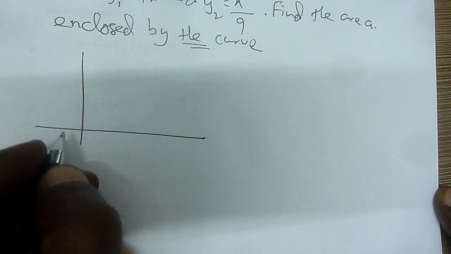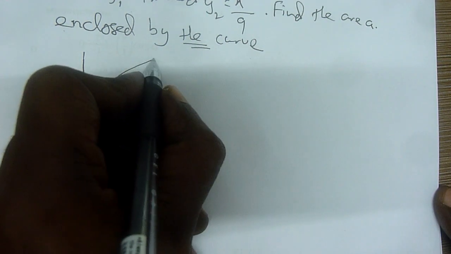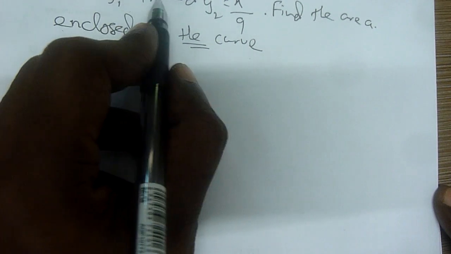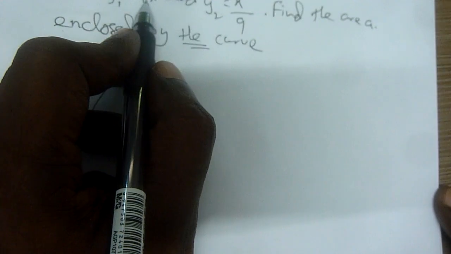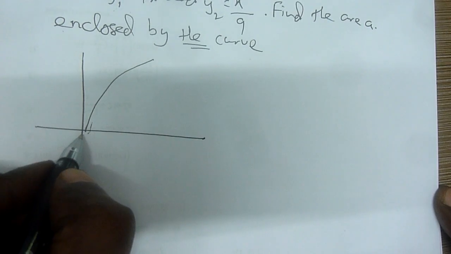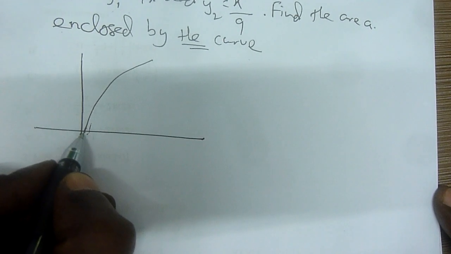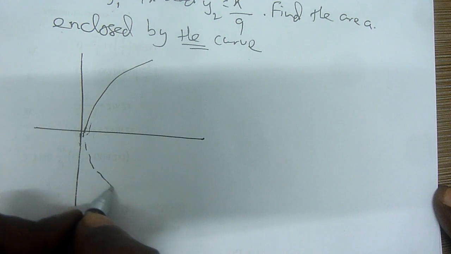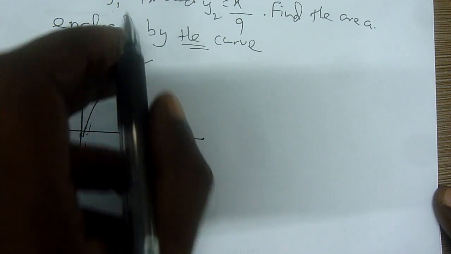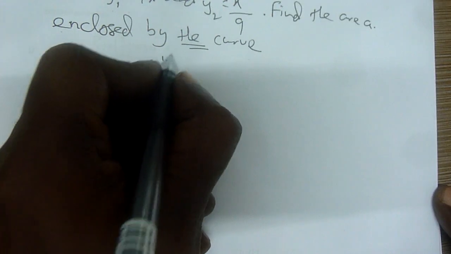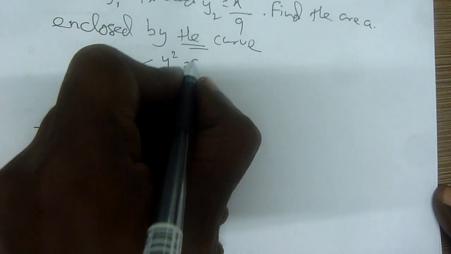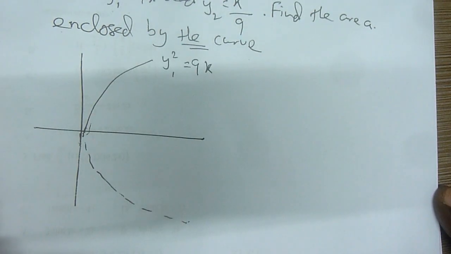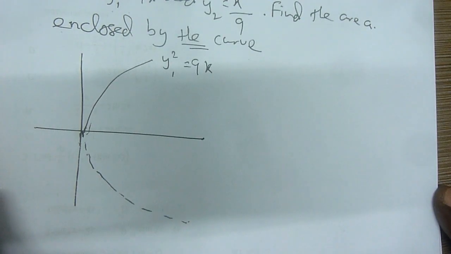Okay, just sketch first. When we sketch, how do we sketch this? This is the y, and actually you can see this is coming like that. What is that? This one is y² = 9x. That's why you need to master the sketching part. If you're not very sure, it is very difficult for you to solve this kind of problem.